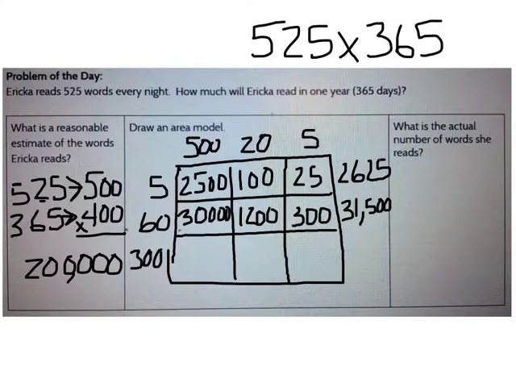Now I can multiply by 300. What's 300 times 5? Well, 300 times 5 is 1,500. What's 300 times 20? Well, that would be 6,000. What's 300 times 500? That would be 150,000.